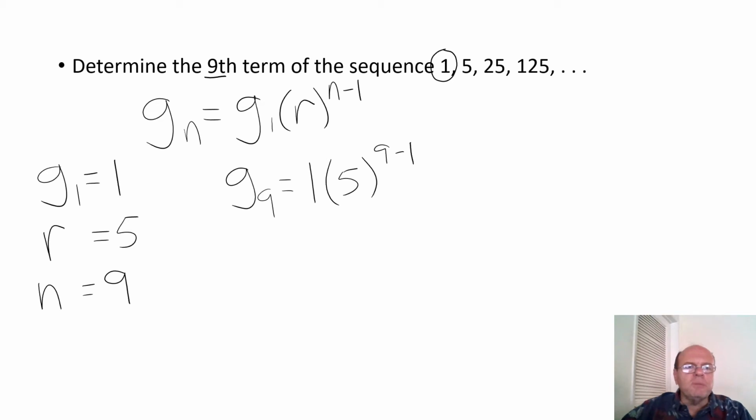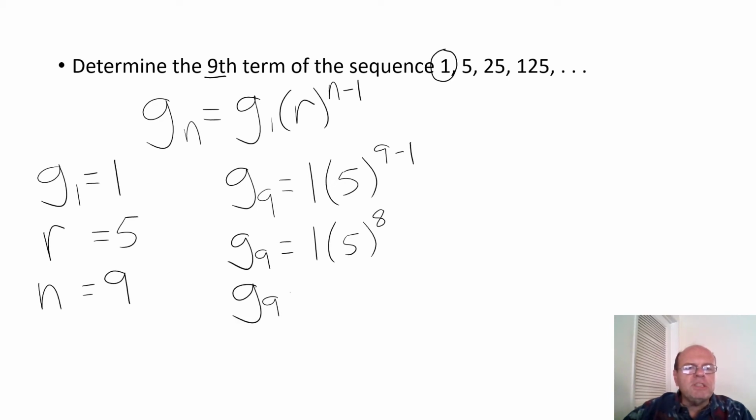So we can do a little simplifying. It's going to give us g sub 9 equals 1 times 5 raised to the power of 8, 9 minus 1. So from here, we don't want to make the junior high school mistake, right? That's not 5 times 8. That's going to be 5 times 5 times 5 times 5 times 5 times 5 times 5 times 5. And when you do that, hopefully using the Desmos scientific calculator, your life will become a lot easier.